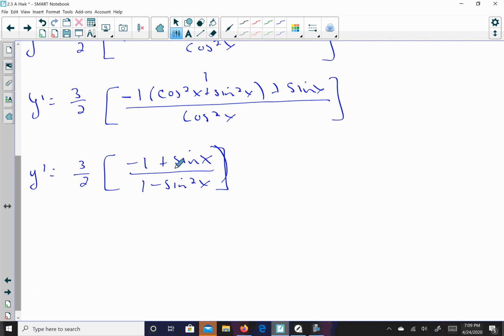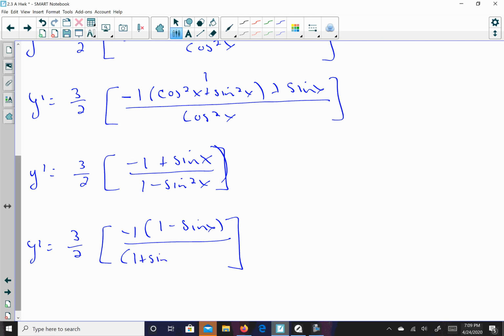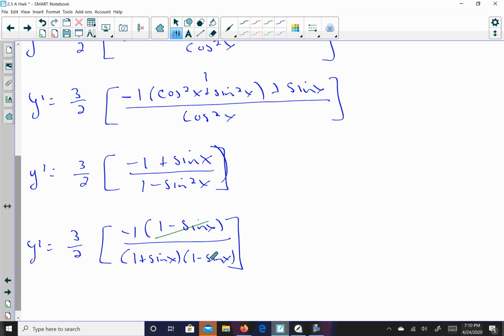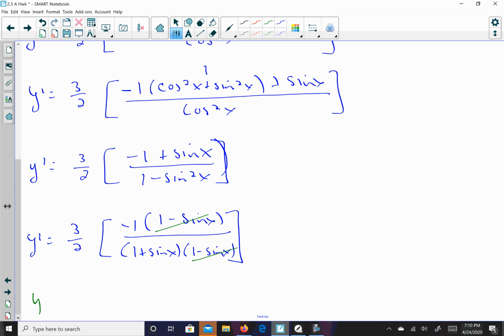Because I realize that I can simplify it, I'm going to go painfully slow here. I'm going to factor out a -1 here, which will make this a positive, this a negative. So I'm going to have 1 minus sine x. And then here that factors as 1 plus sine x, 1 minus sine x. Now I can see that the 1 minus sine x simplifies. So my derivative is going to be left with 3 times -1, which is -3, over 2 times the quantity of 1 plus sine x. And that's my final answer, as simplified as I can be.